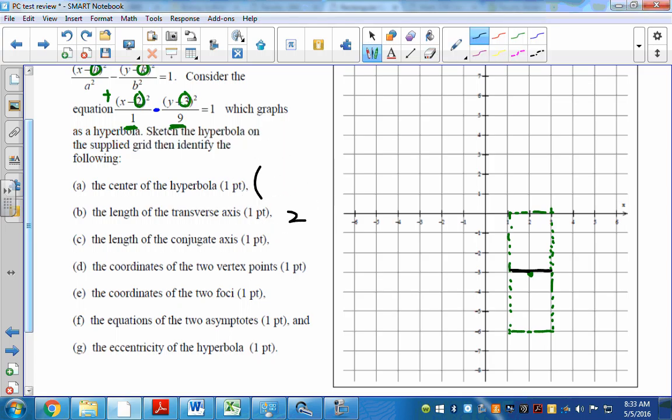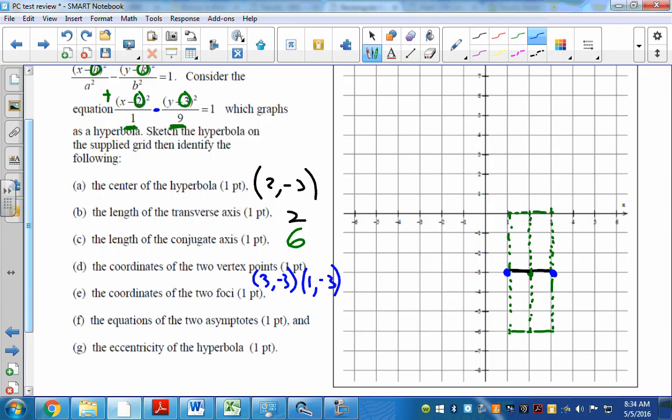Let's go and put all these things down that we know. The center was 2, -3. Length of the conjugate axis, that's the one going this way that doesn't connect the 2 branches. And so that's obviously 6, just counting boxes. Coordinates of the 2 vertex points. The vertex points are where the hyperbola touches the box. So we can write those down. We've got 3, -3, and 1, -3. So those are our 2 vertex points.